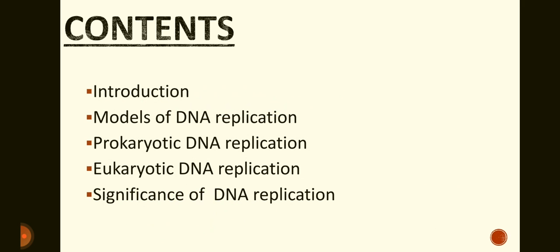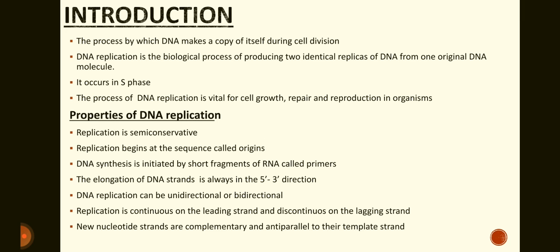These are my contents. Introduction. DNA replication is the process by which DNA makes a copy of itself during cell division. The basic definition of DNA replication is that it is the biological process of producing two identical replicas of DNA from one original DNA molecule. It is a complex process that takes place during cell division, that is the S phase, whereby DNA makes a copy before the cell divides through mitosis and meiosis.